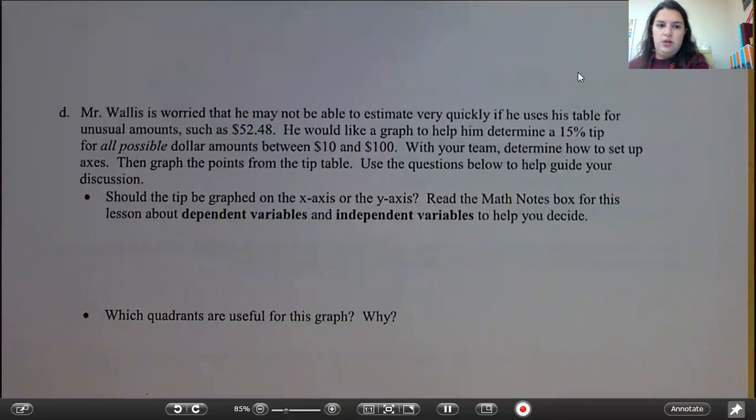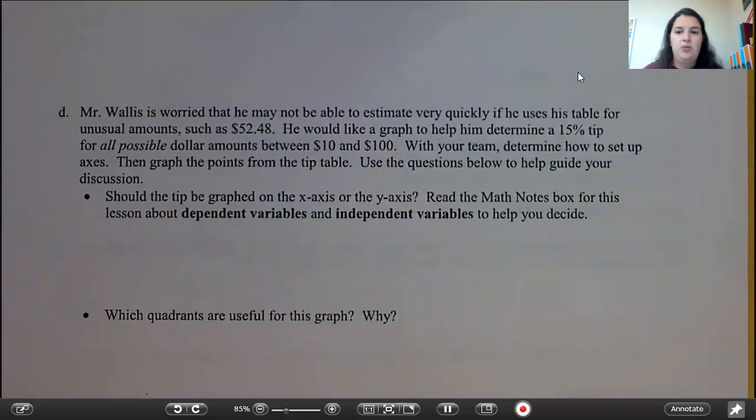Part D says Mr. Wallace is worried that he may not be able to estimate very quickly if he uses his table for unusual amounts such as $52.48. He would like a graph to help him determine a 15% tip for all possible dollar amounts between $10 and $100. With your team, determine how to set up the axes, then graph the points from the tip table. Use the questions below to help guide your discussion.